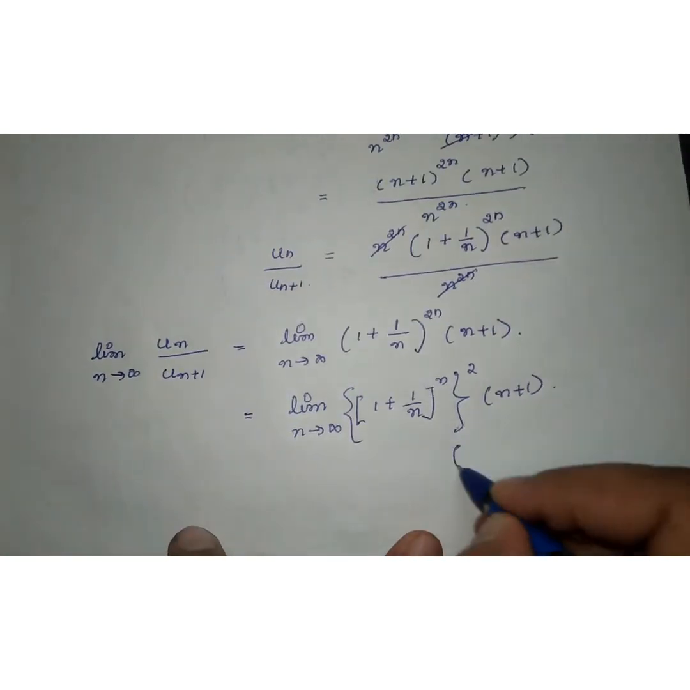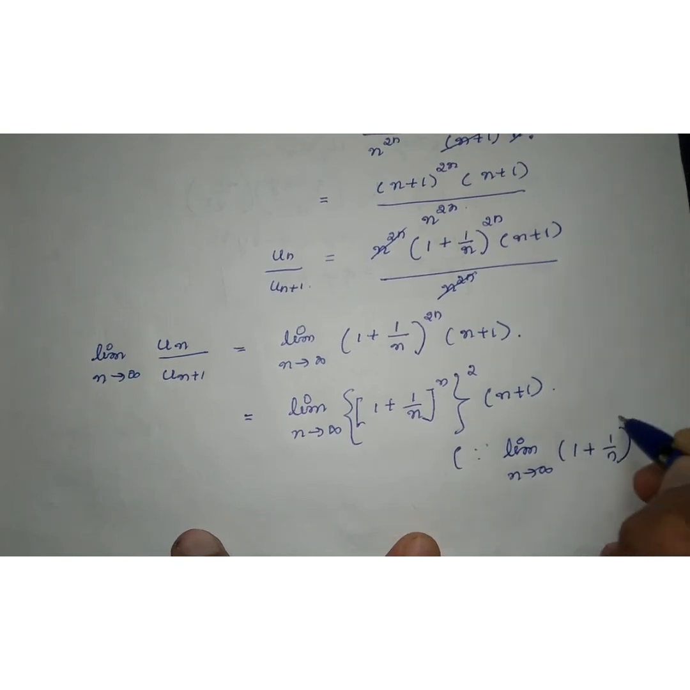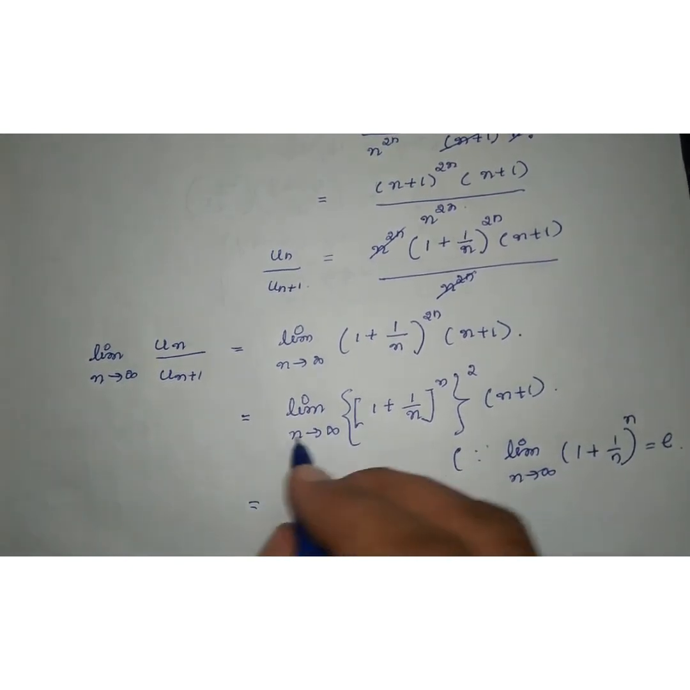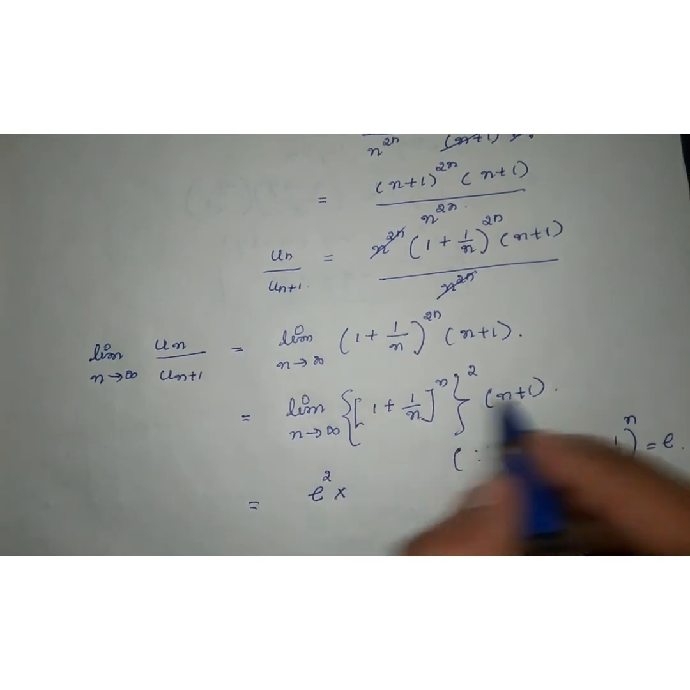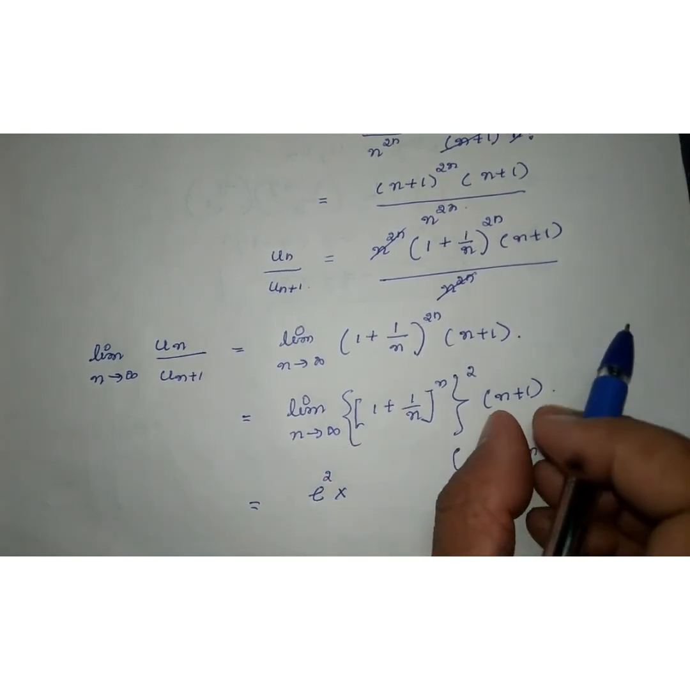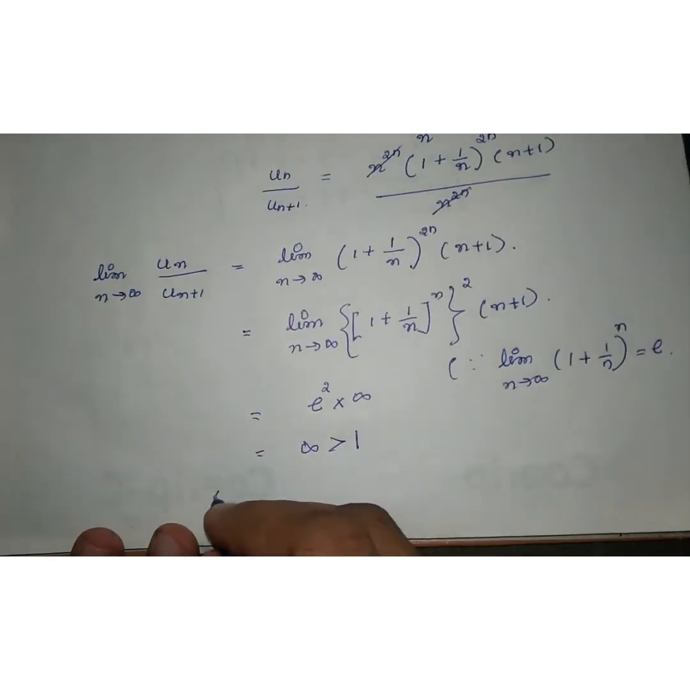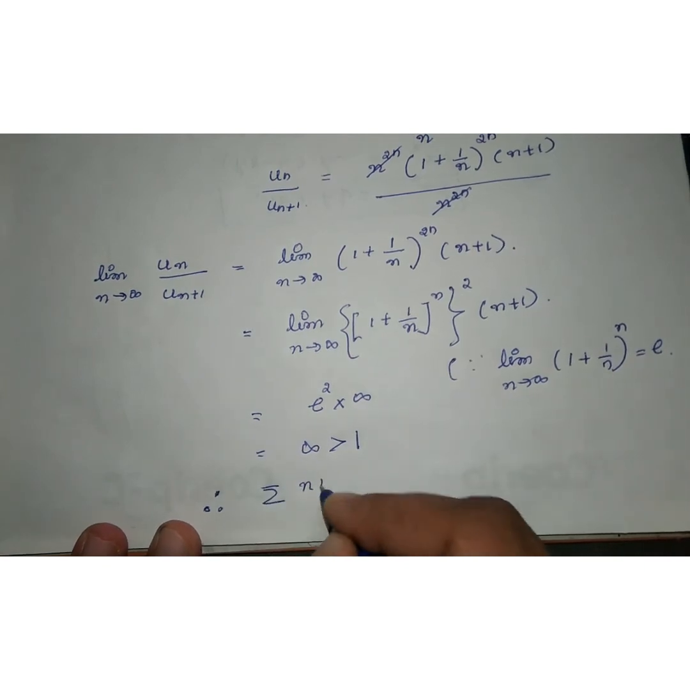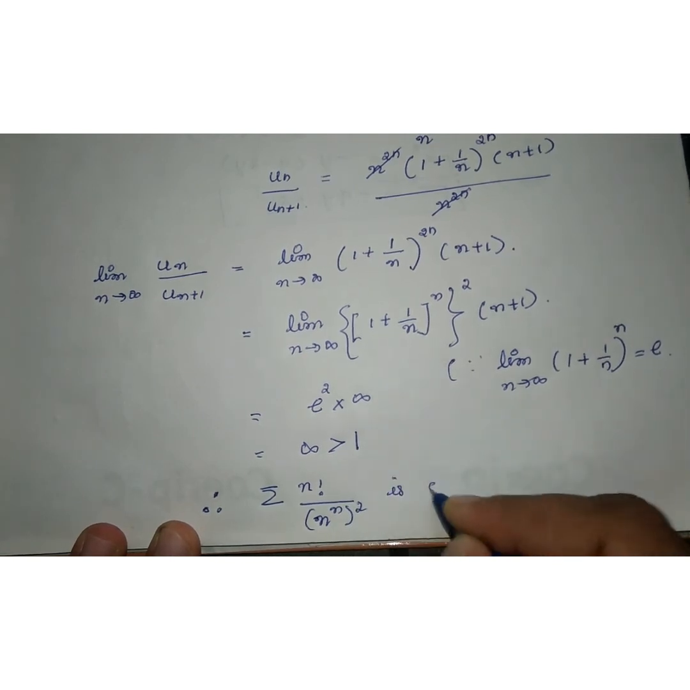But we have a formula: limit n tends to infinity (1 + 1/n)^n equal to e. So when you apply limit to both the terms here, the first term is e square, and into, when you apply limit n tends to infinity to n+1, it becomes infinity. So e square into infinity is again infinity, which is definitely greater than 1. Therefore the series n factorial by n^n whole square is convergent.